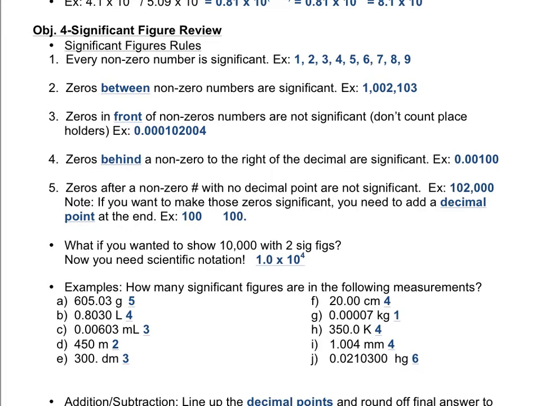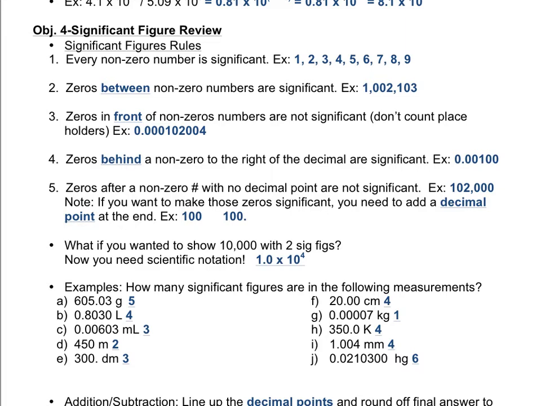Number 5, zeros after a non-zero number with no decimal point are not significant. So if you have this, this zero counts because it's between two non-zeros, so far we have 3. Those don't count because there's no decimal point there at the end. That means those were all estimated. So this would only have 3 sig figs.